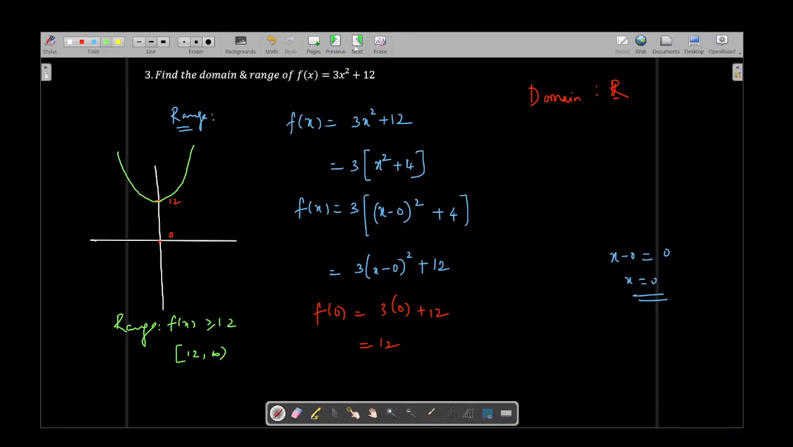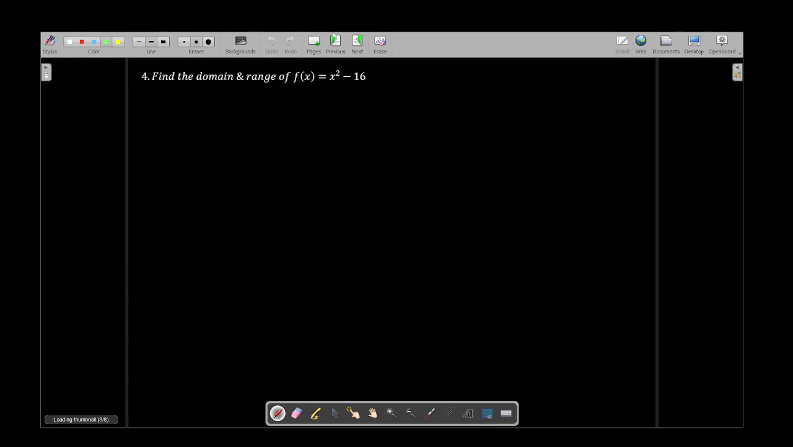To solve the next problem, I have f(x) = x² - 16. This is already in the standard form. Domain is complete real number. Let us find the range. To find the range, I have to apply the completing square method to bring it into the standard form. x² - 16. The coefficient of x² is already 1, so there is nothing much we have to do here. I can simply write this as (x - 0)² - 16.